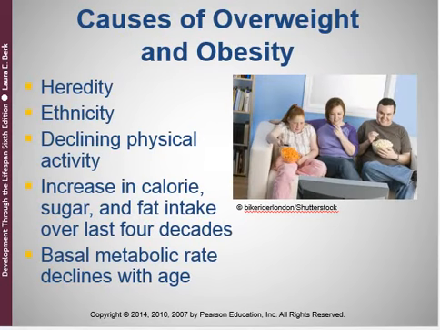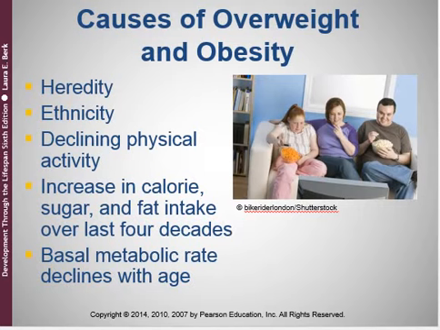All right, overweight and obesity. What causes it? Well, you eat too much, you exercise too little, you get fat. That's the simple answer. The more complicated answer is that there are genetic predispositions to hold on to weight and to have difficulty losing weight. There are ethnic variations, cultural variations. And as we age, our metabolic rate, our metabolism slows down.